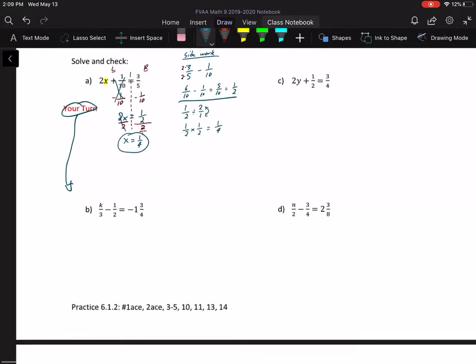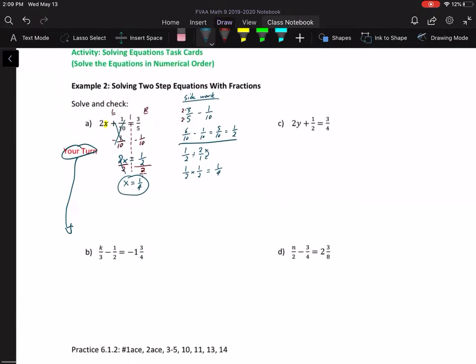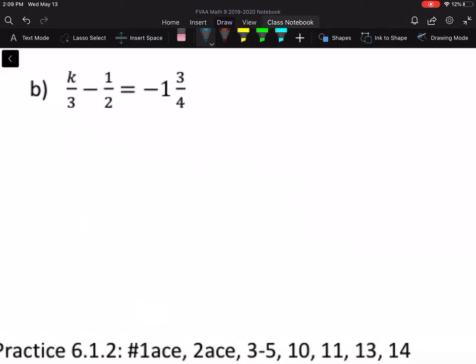Well, I don't know why that's C and B here, but I'm going to do B, and then you guys do C and D. That's what we're going to do. Okay, so B here, again, k over 3 minus 1/2 is equal to negative 1 and 3 over 4.